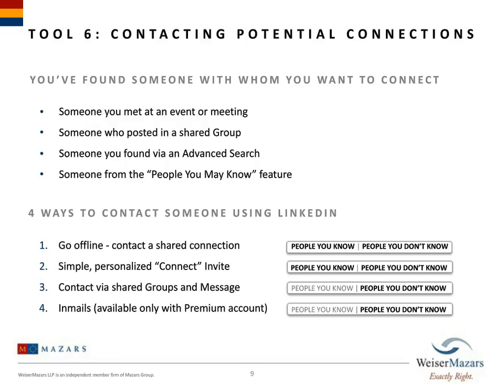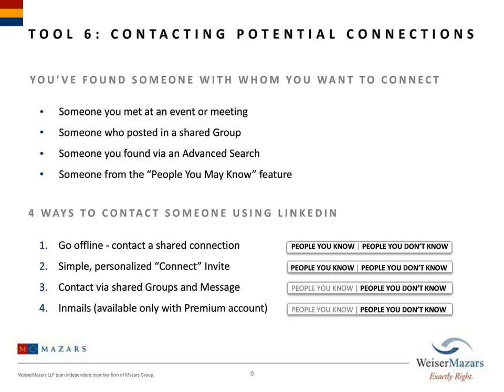You can contact via shared groups and message, or you can use InMails, which are available only to premium account holders on LinkedIn. What that allows you to do is contact someone with whom you have no common connections. With the free account, if someone's too far away from your network on LinkedIn, it's not going to let you connect with them. Unless you have the premium account, you can send them an InMail, and you get a certain number of InMails per month.